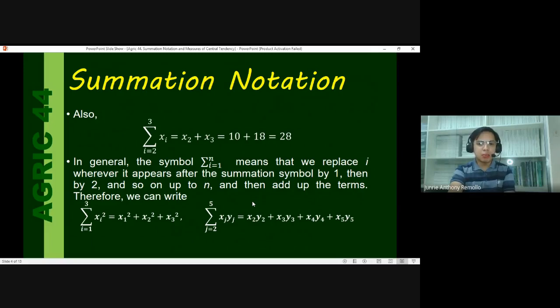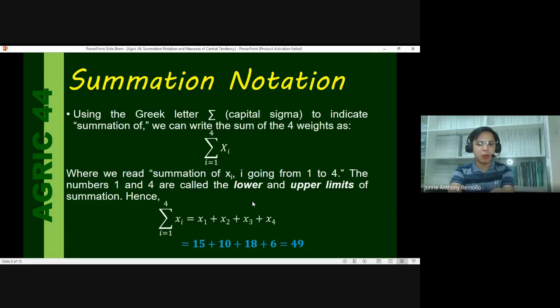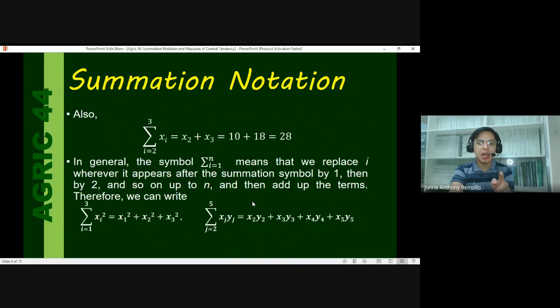So the difference between this equation compared to the first equation is that the n of the first equation is 4, whereas in the second equation it's 3. Meaning the observations that you will include in the summation are until the third, which means that you will just count until 18.